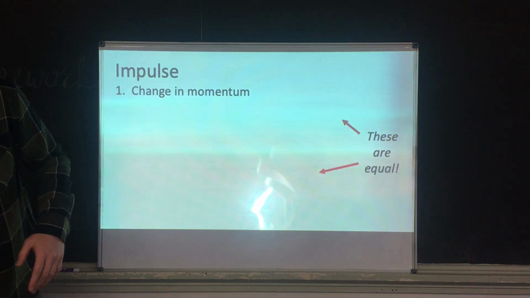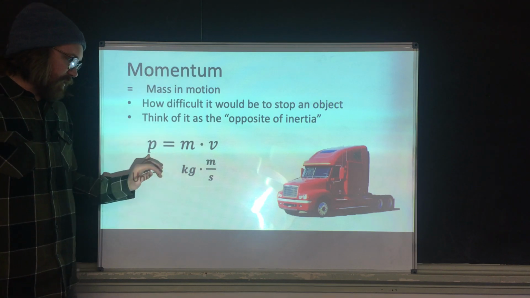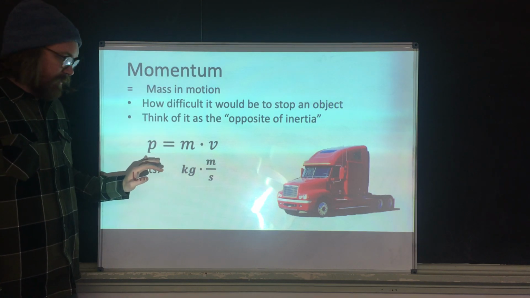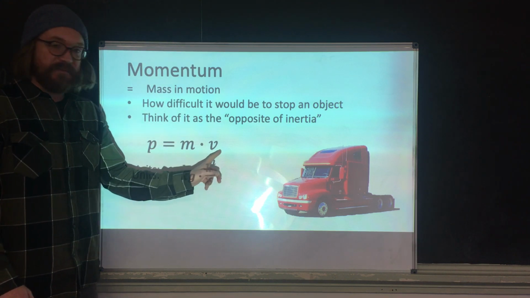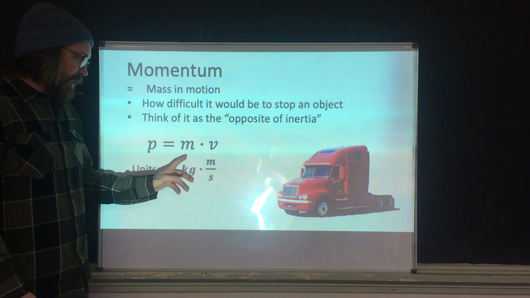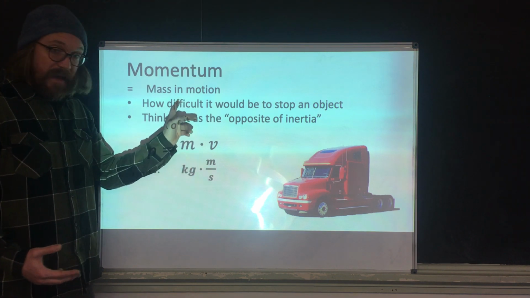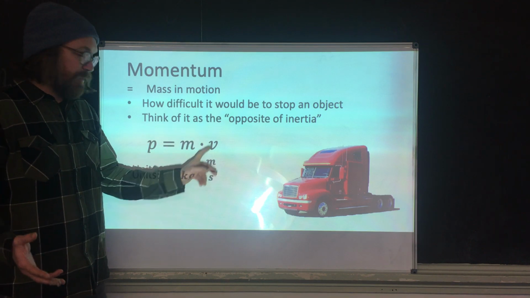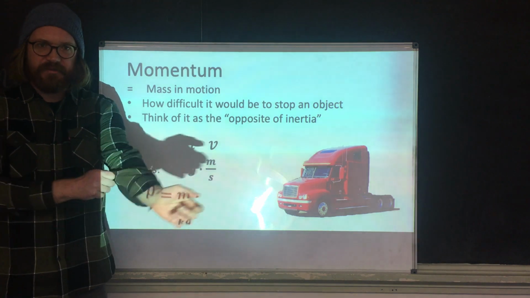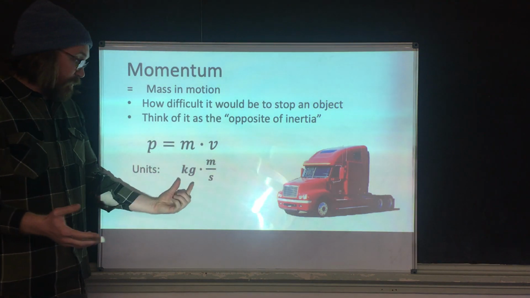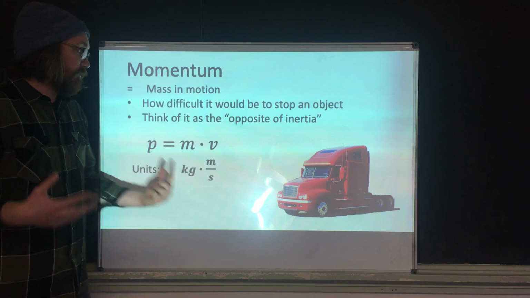The equation for momentum is P, which I know is weird, but it's because M is already for mass, all right? So momentum is equal to mass times velocity. Any mass that is moving has momentum. The bigger the mass, the bigger the momentum. The bigger the velocity, the bigger the momentum. And we saw this last class. Pretty straightforward. The units are pretty straightforward. We take kilograms for mass and multiply them by meters per second for velocity.